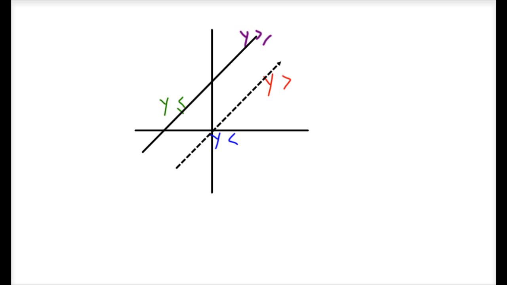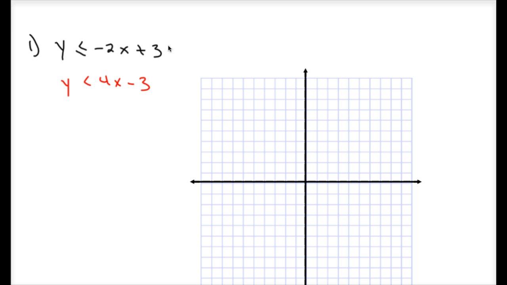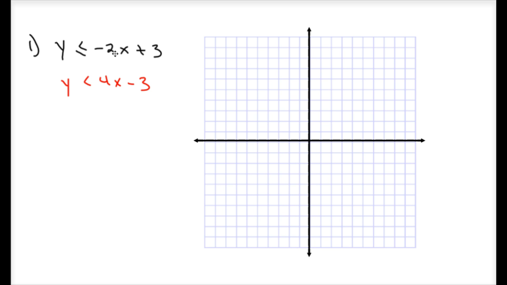All right, let's take a look at our first example and graph these. We have the equation y is less than or equal to negative 2x plus 3. We're going to graph this the same way. We're going to start with our y-intercept at positive 3. So 1, 2, 3. My slope is negative 2, so down 2, right 1. Or I could go up 2 and left 1.